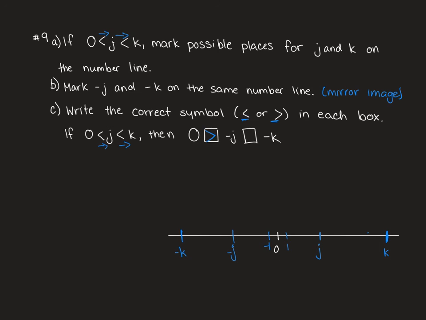And now we're comparing negative J and negative K. So if we look at negative J and negative K, the furthest to the right is negative J, which means it's bigger. So once again, the mouth needs to open towards the bigger value.